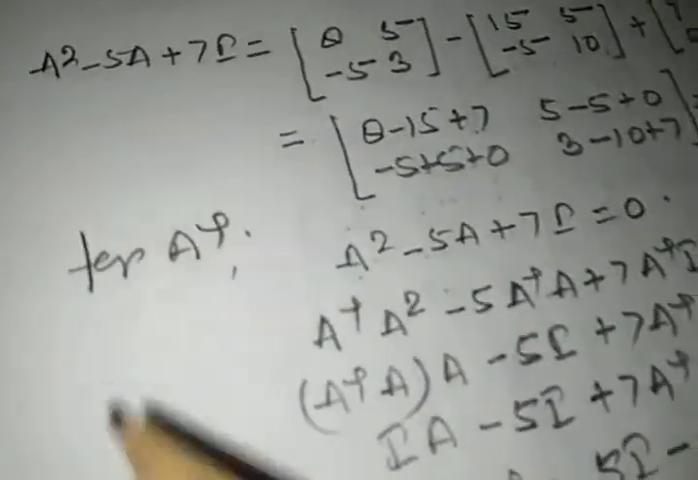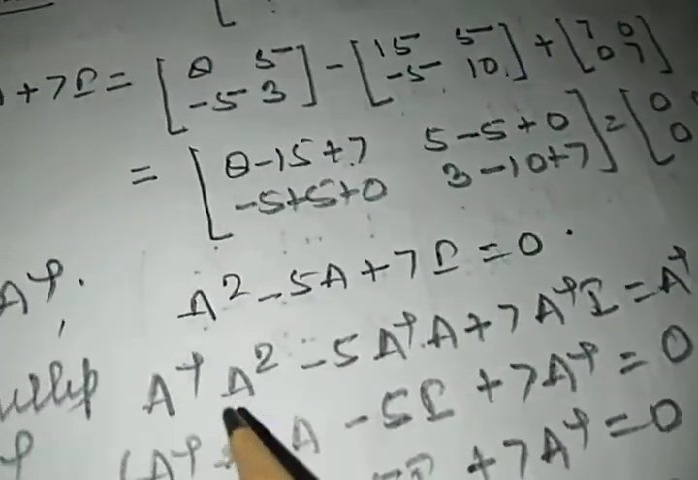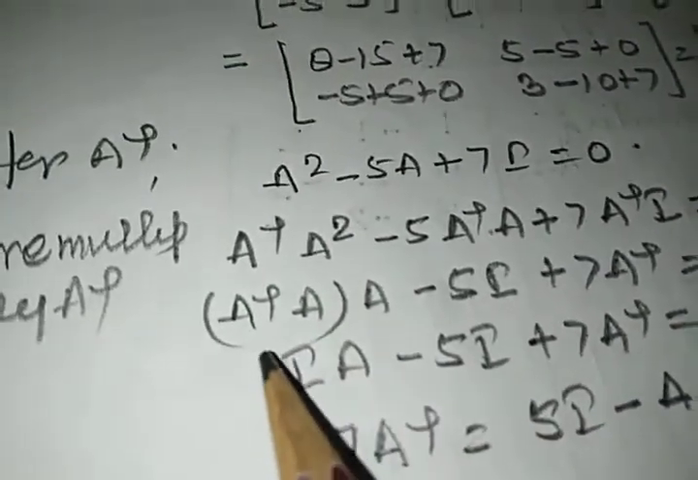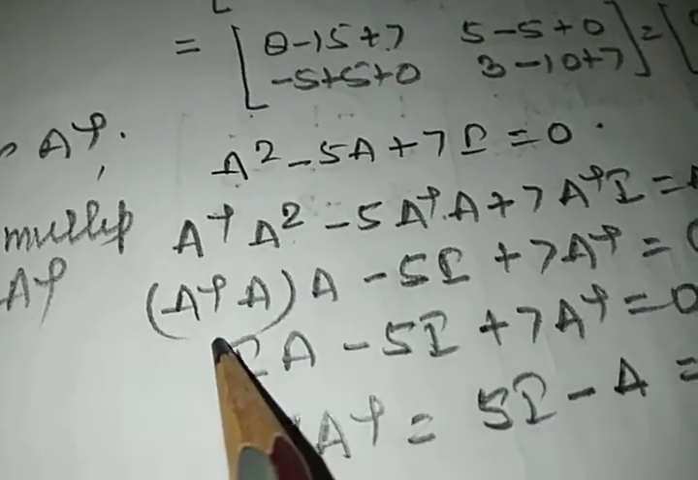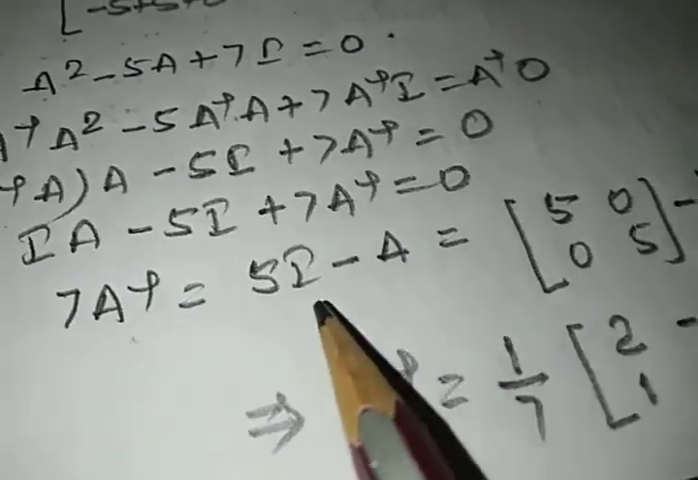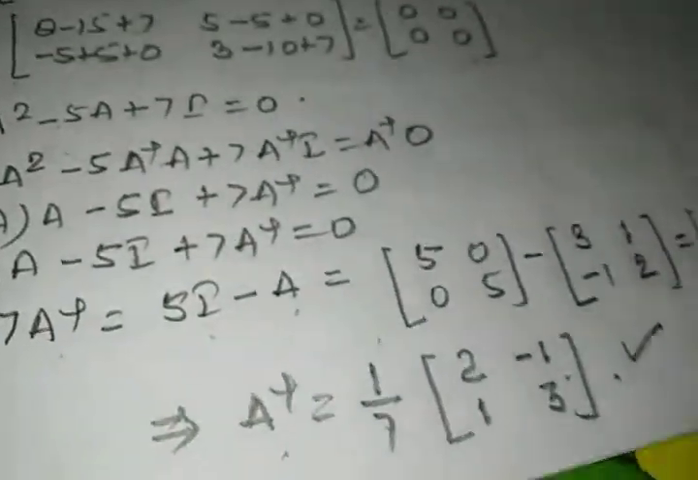So pre-multiplying by A inverse, we get A inverse A square minus 5 A inverse A plus 7 A inverse I is equal to A inverse into 0. So like this, I have taken A from here, associative law, A inverse A is I, so IA minus 5I plus 7 A inverse is equal to 0. So 7 A inverse is equal to 5I minus A, calculated here. So A inverse will be 1 upon 7 times this. This is the inverse of the matrix.